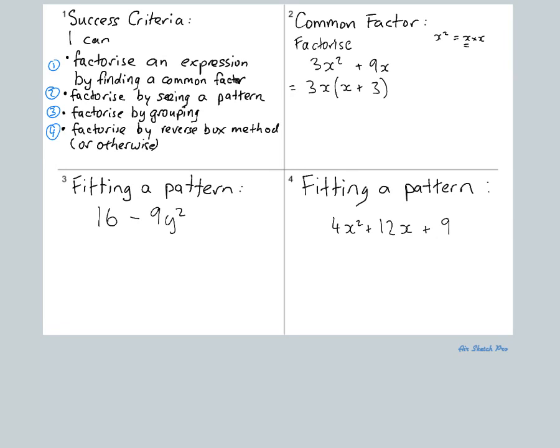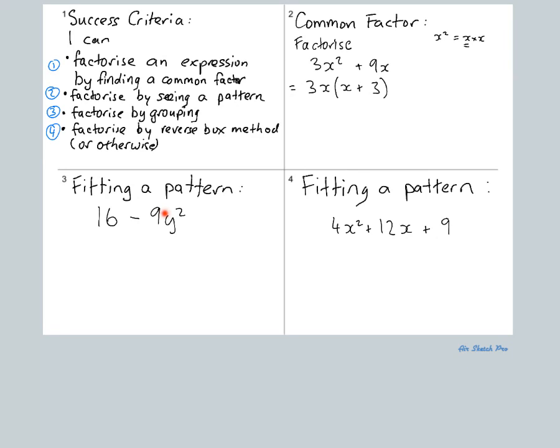Well, in this case, there is, because it's under the heading fitting a pattern. So that's probably a pretty good giveaway that it does fit some sort of pattern. Then we see that we've got 2 terms there, 16, and we've got a minus, and then we've got 9y squared. So seeing that subtraction of 2 terms should immediately allow yourself to think, I wonder if this is a difference of 2 squares. And so the pattern would be, can this be written as a square, and can this be written as a square?